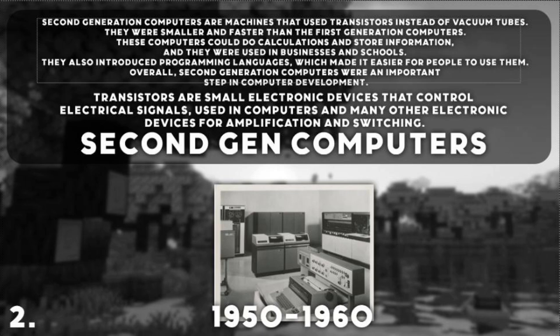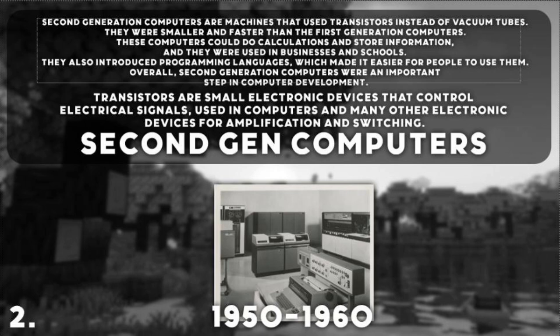Compared to the first generation of computer, these computers could solve calculations and even store data. And then these computers became very popular in businesses and schools, and everybody used them there. These computers also introduced programming languages, which made it easier for people to use them. Overall, second generation of computers were an important step in computer development.